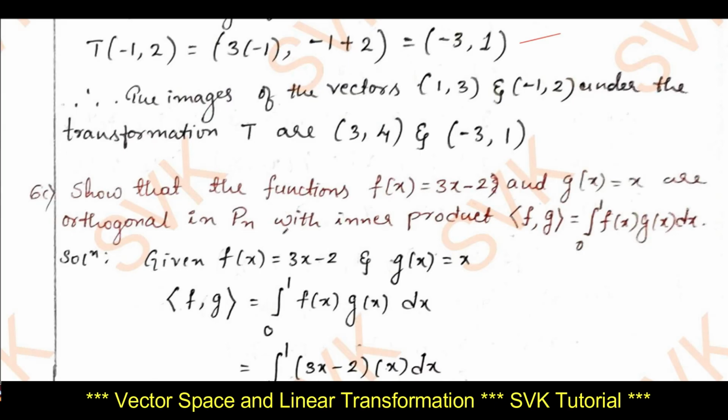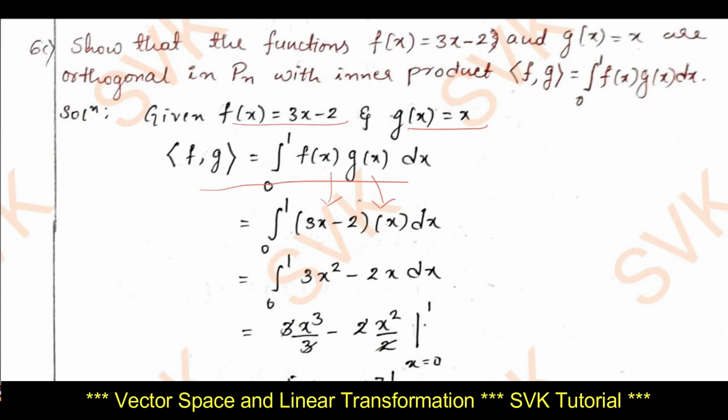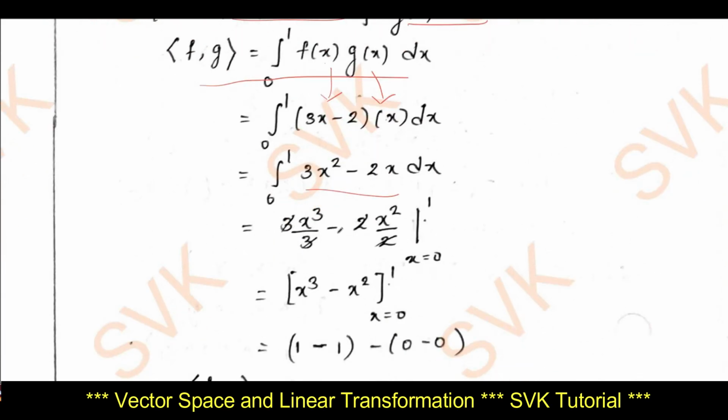So this is one of the problems of inner product. They have given f of x and g of x, note that. They have already defined the inner product as integral 0 to 1 of f of x g of x dx. Substitute what is f of x and g of x, and expand that. After expansion I got this. Then integrate with respect to x. After integration I got 3x cube by 3 minus 2 times x square by 2.